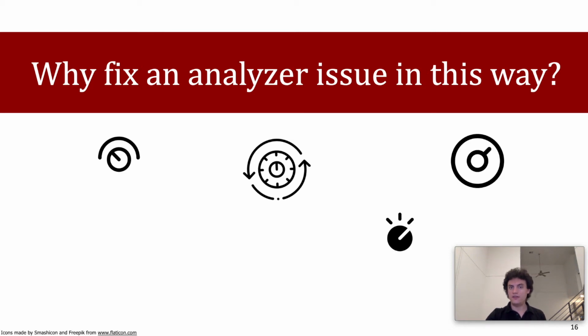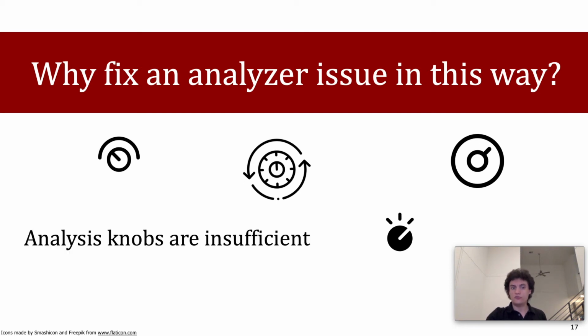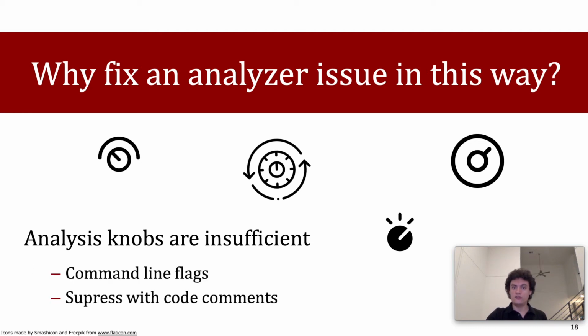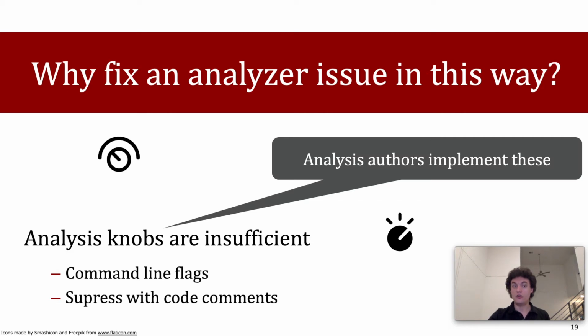We make the observation that analyzers have various knobs, various settings to tune the effectiveness of that analyzer for a particular code base. But these analysis knobs are often insufficient. The prevailing ways to customize or configure an analysis is by using some set of command line flags, or suppress certain checks with code comments that you can put in your code. And the thing to realize here is that analysis authors implement these knobs. So as an analysis user, you're really at the mercy of the settings and options available to you. And if these don't address an underlying issue, you'd have to go about a very complex way to find a solution.